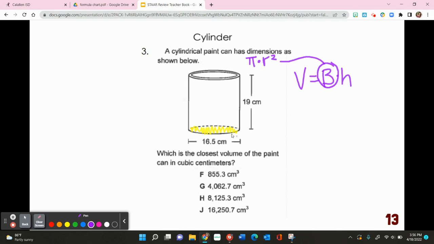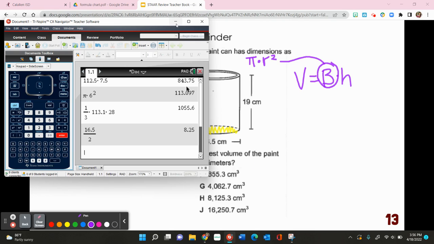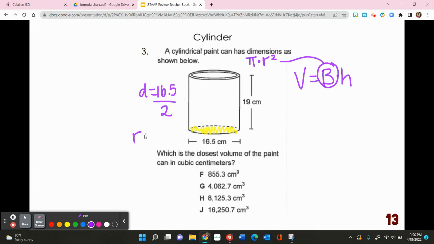Now, looking at my cylinder here, I see that they have given me the information for my diameter. I know that this is my diameter because this line goes all the way across my base. So if my diameter is 16.5, again, to find my radius, we will divide by 2. So when I take 16.5 and I divide it by 2, our radius is 8.25. So I'm going to plug this back into my problem. I have pi times 8.25 squared.